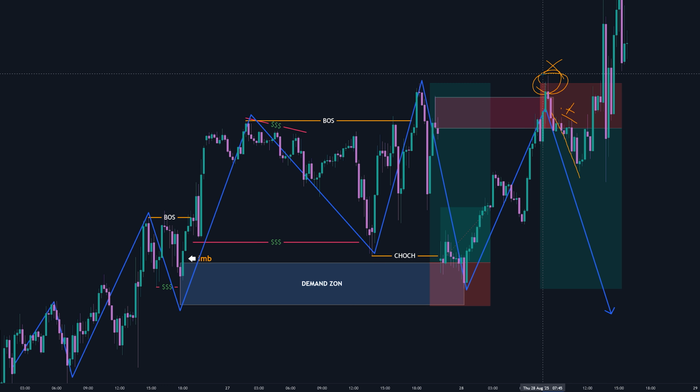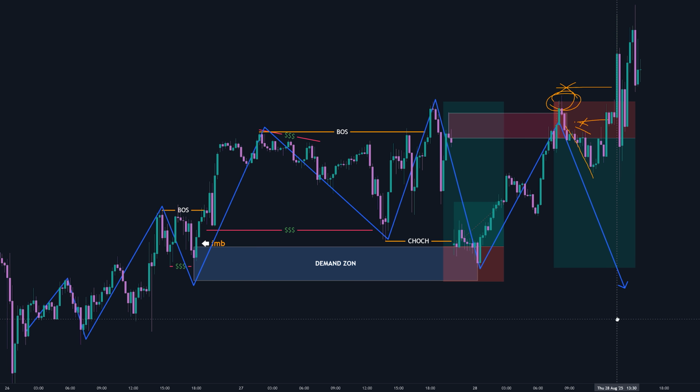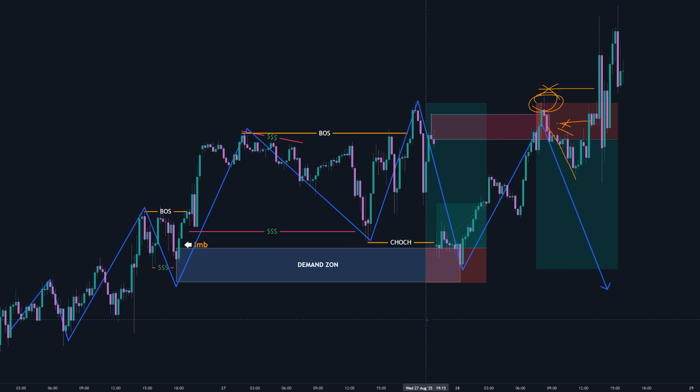So, what's the lesson here? Always read the structure correctly, spot the real demand and supply zones, and never fall for false change of character traps. And with that, we've covered how to plan a trade, avoid traps, and use structure and liquidity the right way. I hope this breakdown gave you clarity and confidence in analyzing the charts.